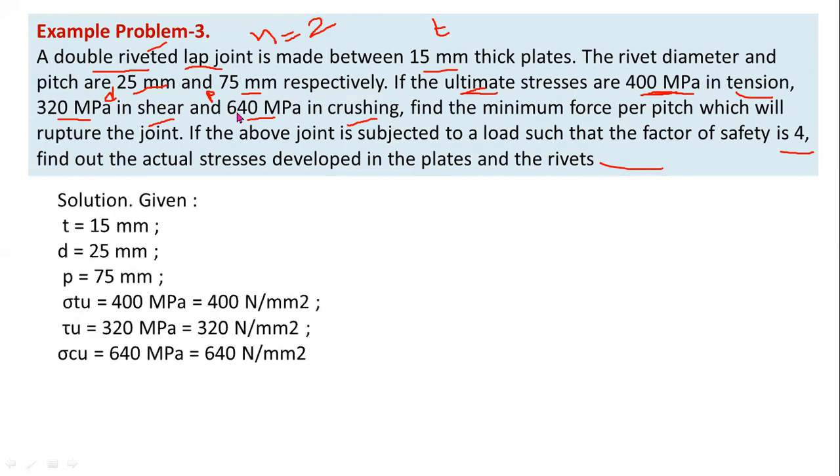So these are the given values. Thickness is 15 mm, diameter equal 25 mm, and pitch value equal 75 mm. Ultimate tensile stress equal 400 MPa. These are ultimate or maximum stresses, not permissible stresses. We have to find out the permissible stresses. So ultimate tensile stress sigma t u equal to 400 MPa, ultimate shear stress tau u equal to 320 MPa, and ultimate crushing stress, that is sigma c u equal to 640 MPa. And here the factor of safety is given, that is fs equal to 4.